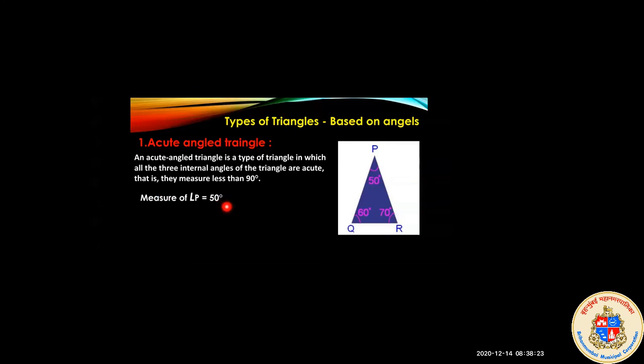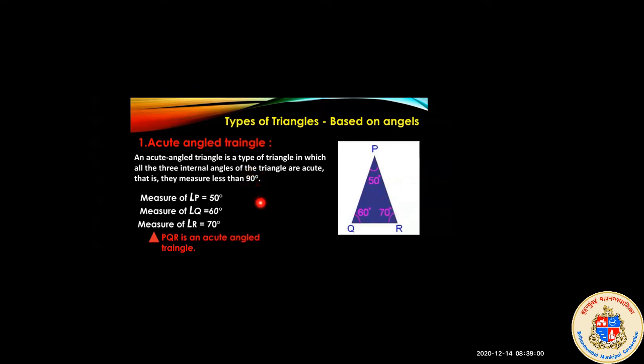So the measure of angle P is 50 degrees. The measure of angle Q is 60 degrees. The measure of angle R is equal to 70 degrees. So when all the angles of a triangle are less than 90 degrees, then that triangle will be an acute angle triangle. See, triangle PQR is an acute angle triangle because all the three angles of the triangle are acute, meaning all less than 90 degrees.